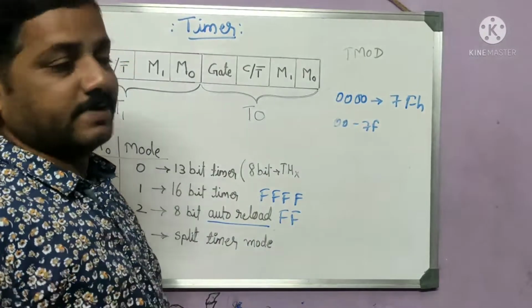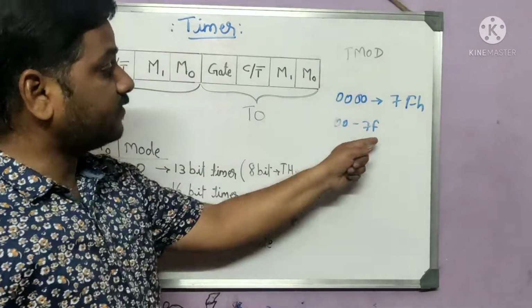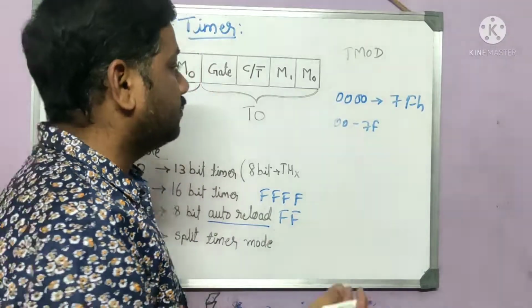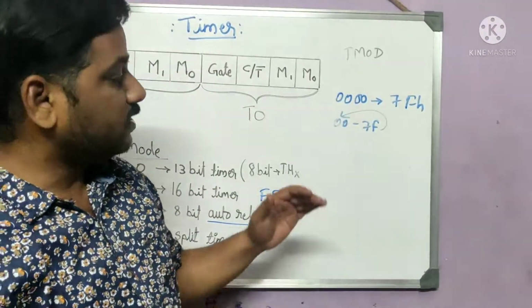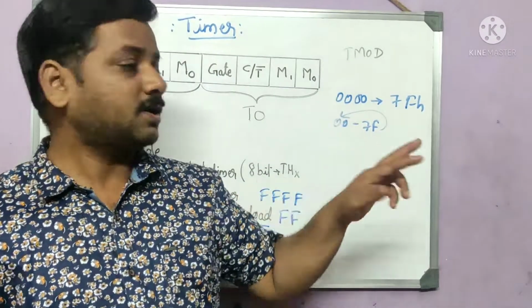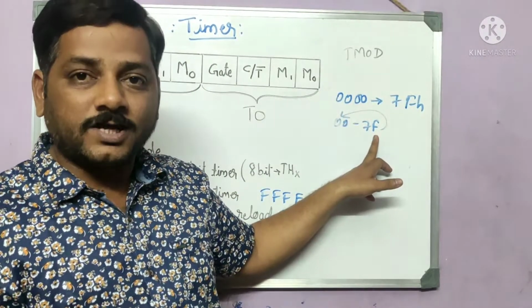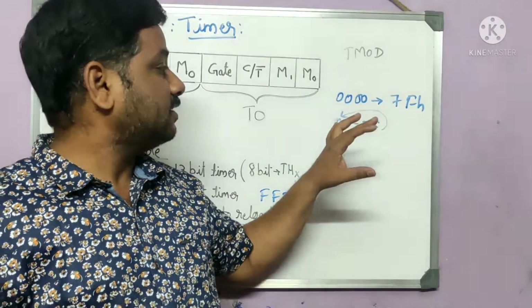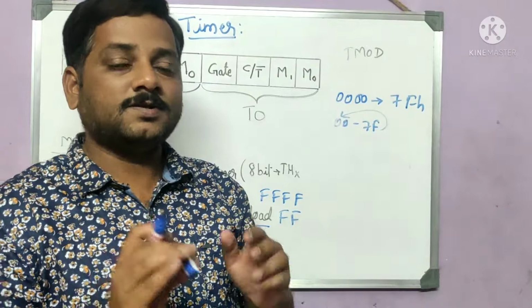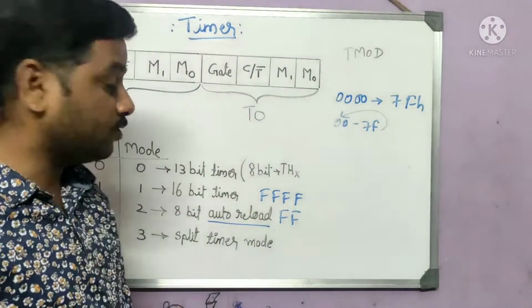When we go for an increment after this 7F, if you want to repeat the count, I need to get 0 again. Once you complete the maximum count and want to repeat it, after 7F I should get 0. But this cannot be done automatically. So in mode 1 and mode 0, what do you need to do?